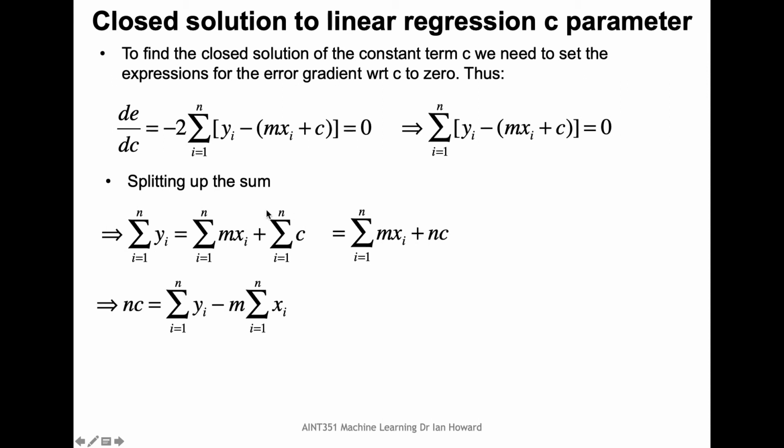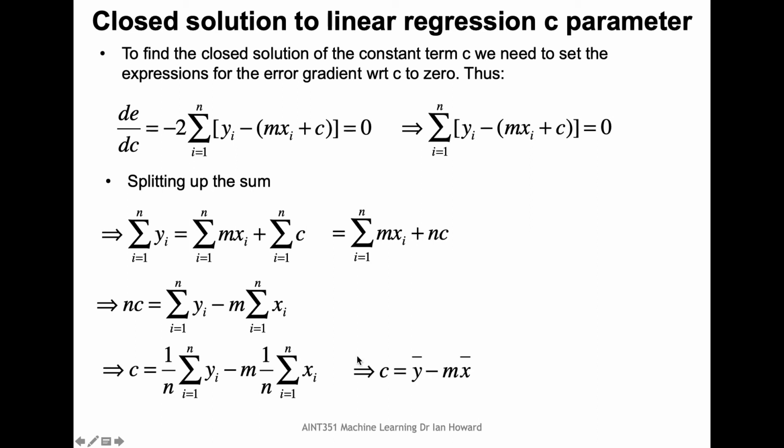We slightly rearrange, because we're interested in c, so we want a c term on the left-hand side. On the right, we move the sum of yi across, and we take away the sum across m xi, taking the m out because it's a constant. All we have to do next is divide through by n, and then we have an expression for c: 1 over n, the sum across all data points of yi, take away m multiplied by 1 over n, the sum across all data points of xi.